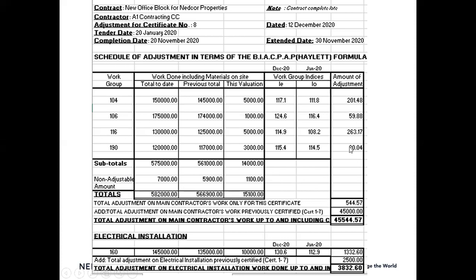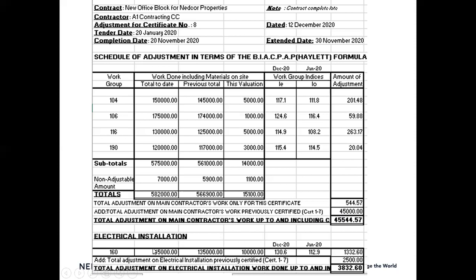If we add up the amount for escalation, that gives me a figure for this month, month 8, of 544, plus then the previous escalation, from certificate 1 to 7, the accumulative total was 45. So up to and including certificate number 8, we've got a total escalation figure of 45,544 Rand. That's for the main contractor.